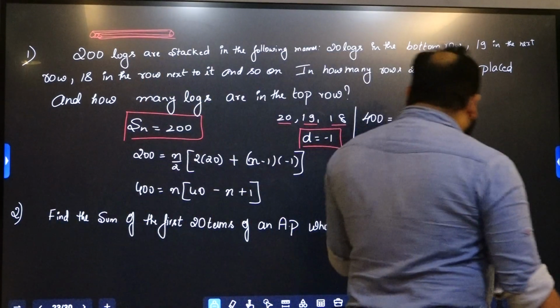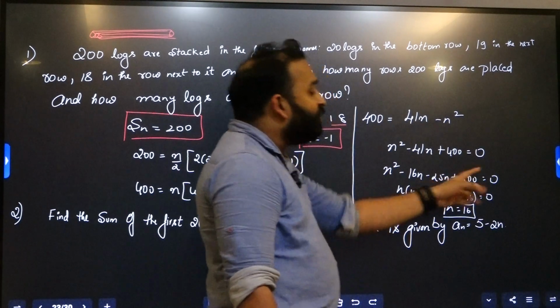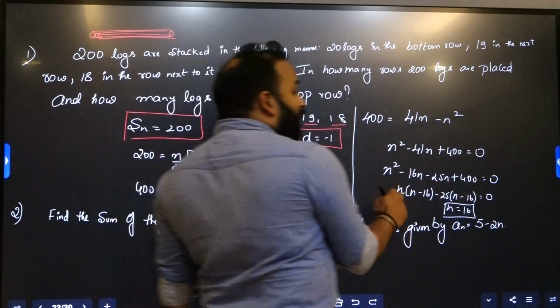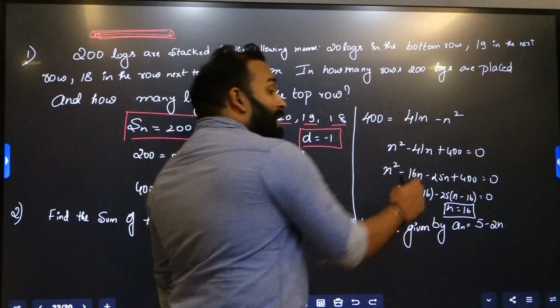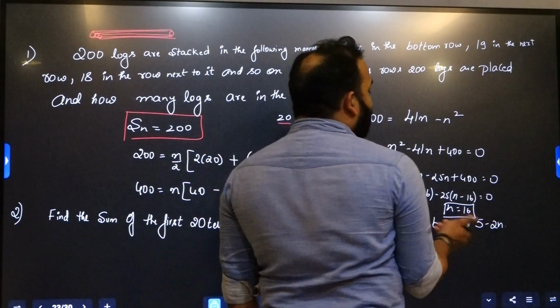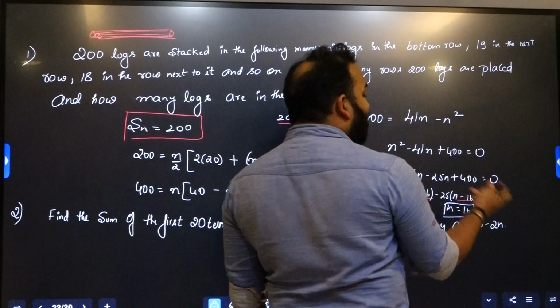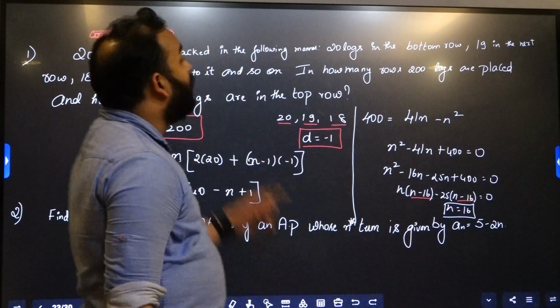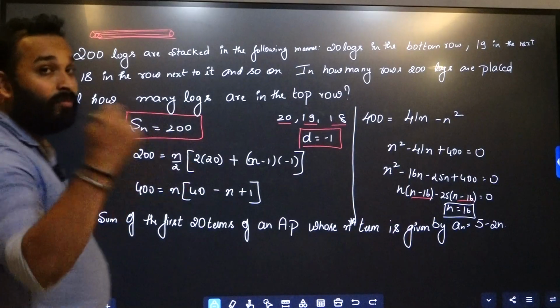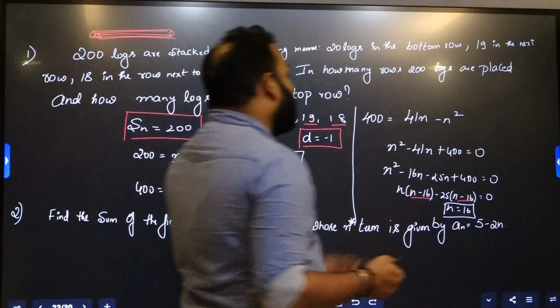So minus 16n minus 25n plus 400 equal to 0. Simplify here: n into n minus 16 minus 25 into n minus 16 equal to 0. Take n minus 16 common. So you get n as 16. You can't take n as 25 here because we have 200 logs and it starts from 20. So we take n as 16.